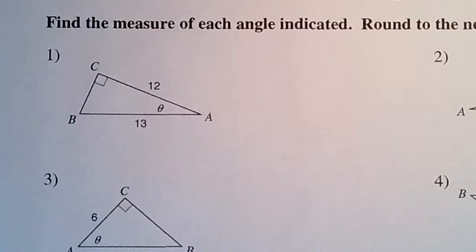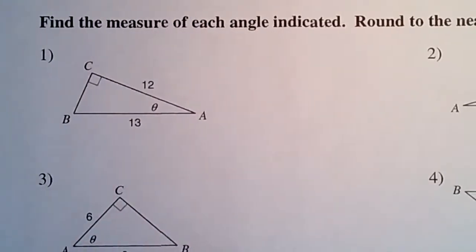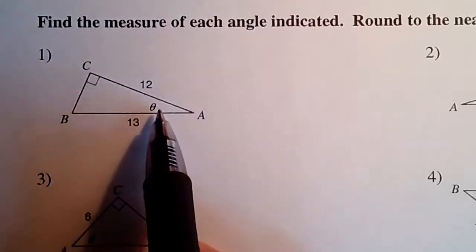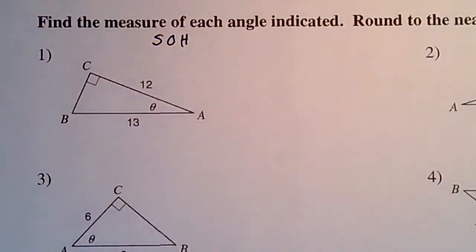All right, so we're going to start with how to find the measure of an angle using sine, cosine, and tangent. Okay, so I'm asking you to find the measure of the angle theta. So before we get started on this, we have to figure out which one are we going to use. Is it going to be sine? Or is it going to be cosine?